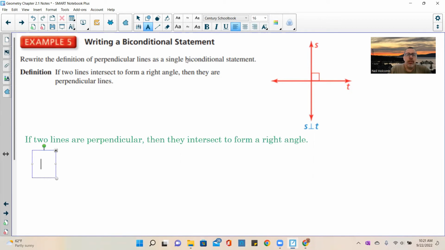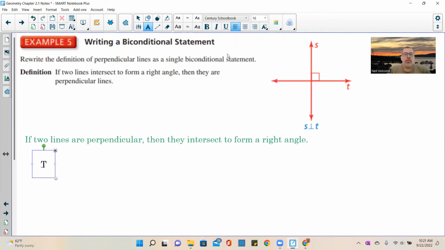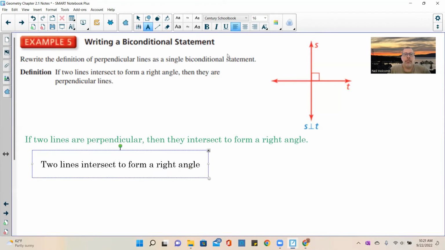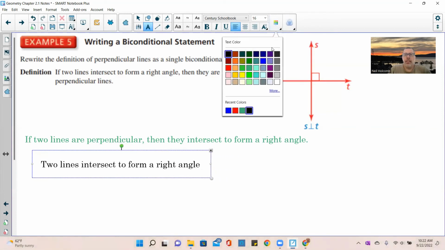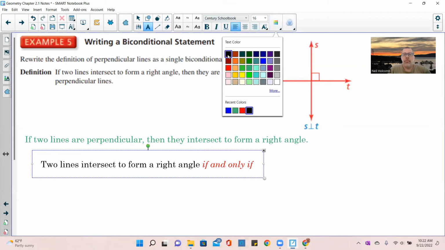So I'm going to start with black. And you'd say two lines intersect to form a right angle if, and let me put that in a different color. This is the key to this. If and only if they are perpendicular lines.